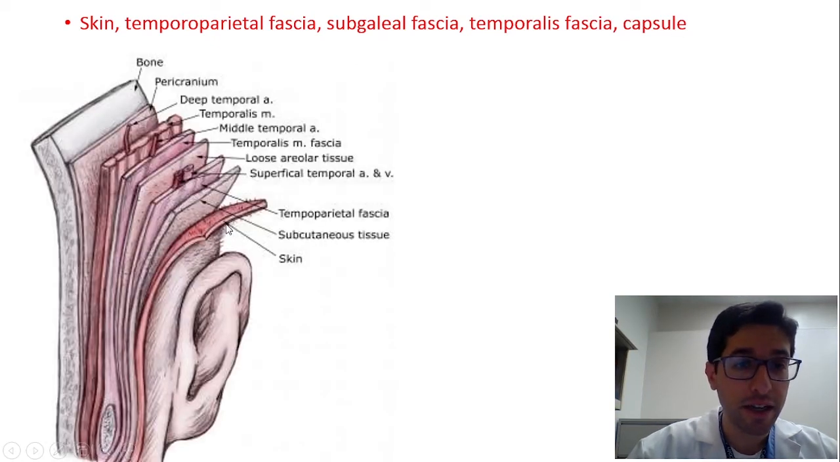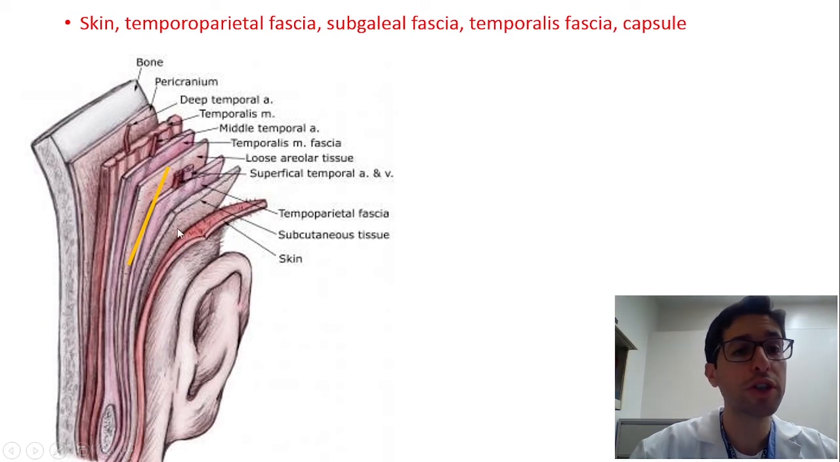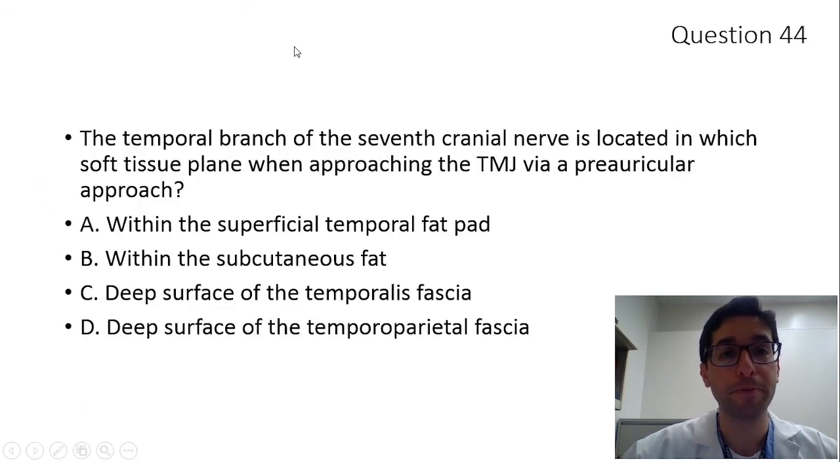Here's a nice picture: skin. And the next thing you're going to see, temporoparietal fascia. Underneath the temporoparietal fascia, you're going to get the artery and the vein. And you're also going to get the nerve, in case this is going to be a subsequent question. Where's the nerve? It's between the two fascias. Then you're going to get the temporalis fascia. Then you're going to get the temporalis muscle. Then you're going to finally get the bone. Those are the layers. Again, temporoparietal fascia is the first fascia you see. Temporalis fascia is the deeper fascia. The subgaleal fascia is going to be right underneath the temporoparietal fascia because the galea is continuous with this, so the subgaleal is going to be just underneath it.